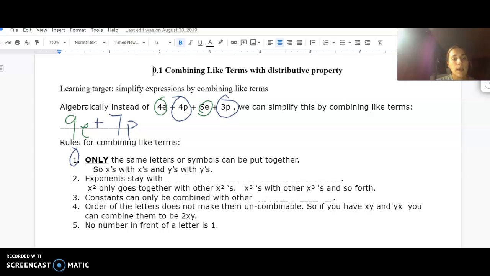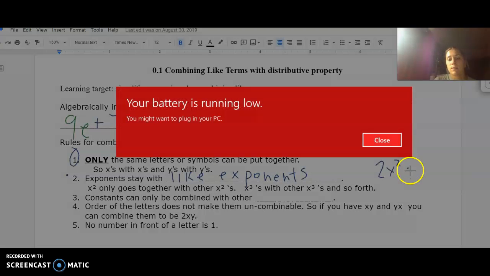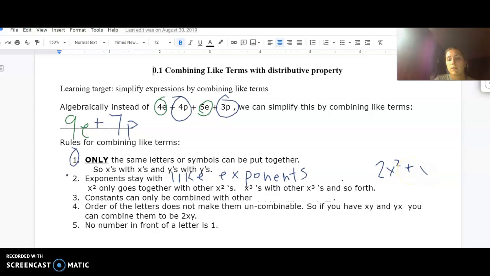Number 2, exponents stay with like exponents. So by that, I mean that x squared can only be combined with an x squared, and x cubed can only be combined with an x cubed. So if I have 2x squared plus x squared, that gives me 3x squared. Okay?